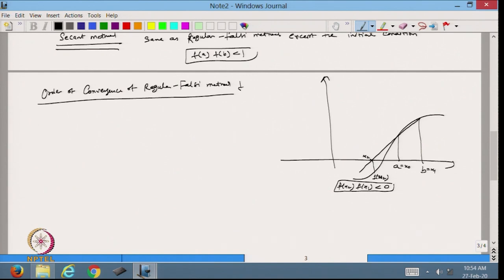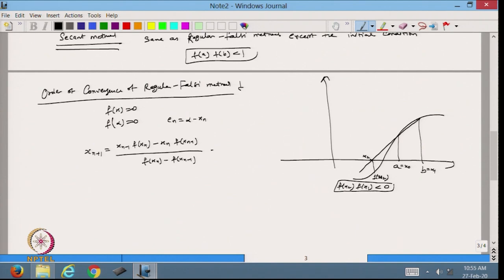So, how can we find the order of convergence of the Regula-Falsi method? I have my equation f(x) = 0, and alpha is the exact root. Now, I can take E_n as the error at the nth step. So, my Regula-Falsi method is x_{n+1} = (x_{n-1} f(x_n) - x_n f(x_{n-1})) / (f(x_n) - f(x_{n-1})).